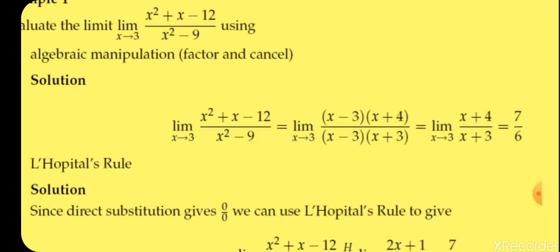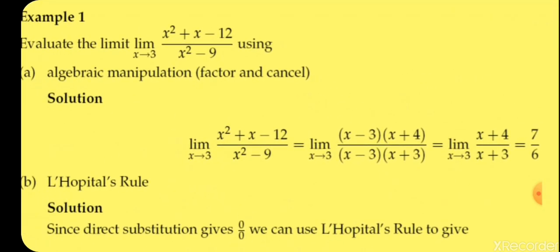For example, here we have a problem: x squared plus x minus 12 over x squared minus 9, and we have to evaluate this limit when x approaches 3. If you try to use direct substitution, you find the answer 0 over 0. It doesn't make any sense, so you have to use L'Hopital's rule, or you can use factorization as we talked about in a previous lecture.